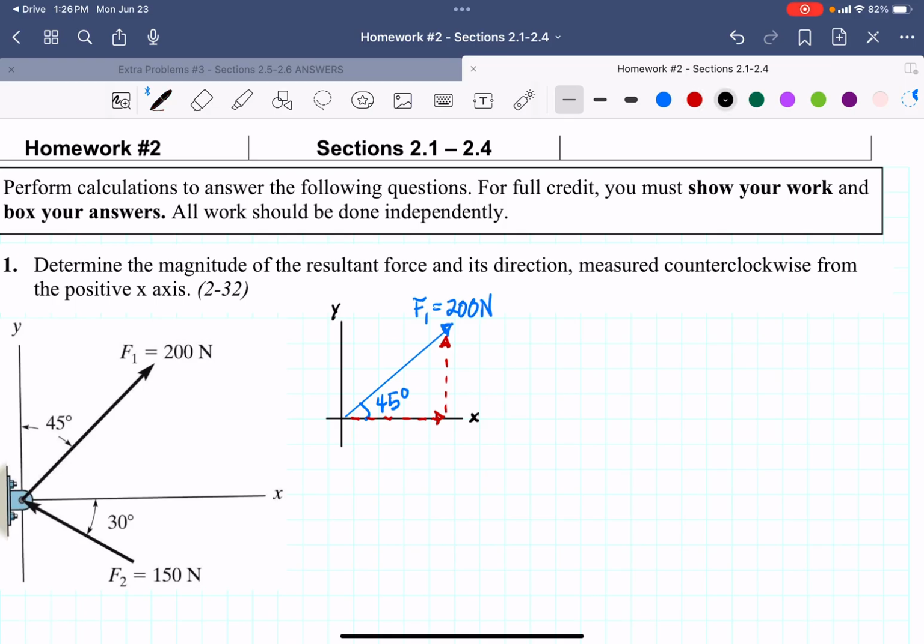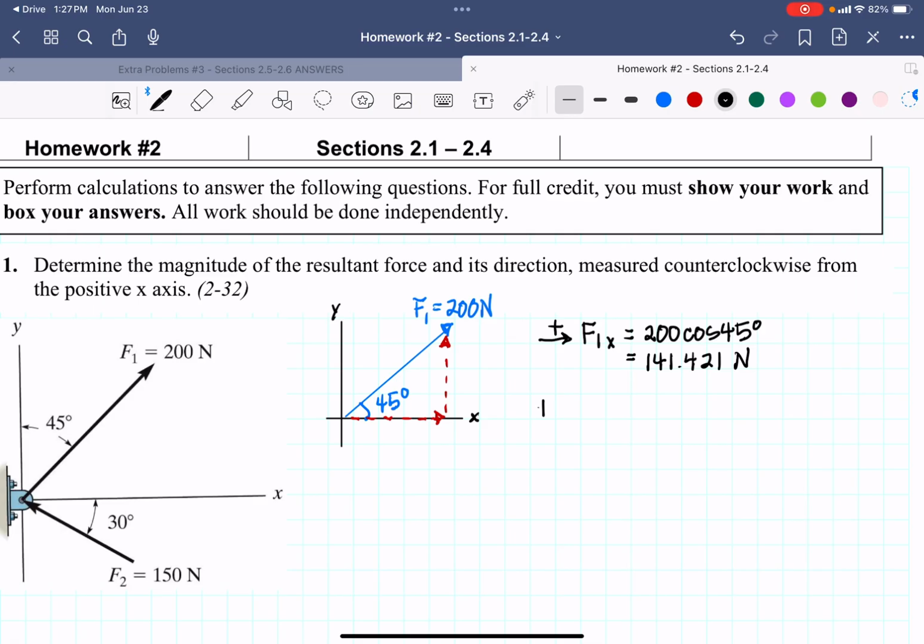So I'm going to assume to the right is positive. For the x component, it is positive because it's going to the right. It is 200 adjacent to the 45 degrees, so it's cosine, which is going to give me 141.421 newtons.